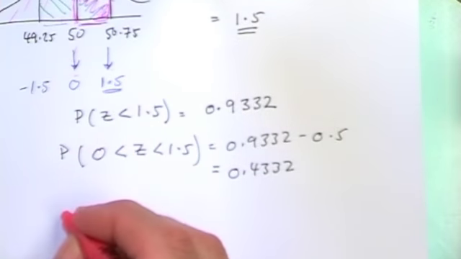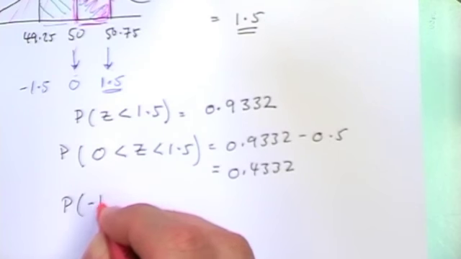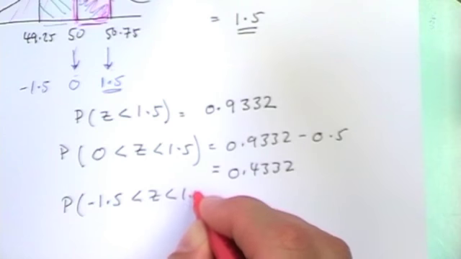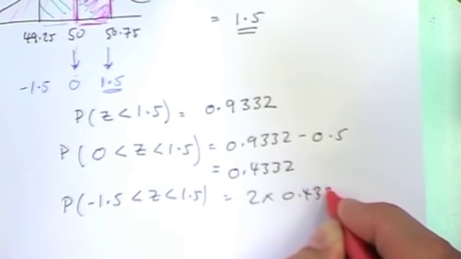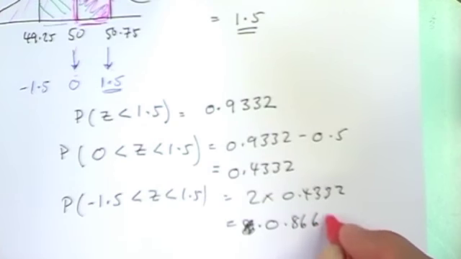And since this region here is exactly the same as the region on the other side because they're symmetrical, we know that the probability between minus 1.5 and 1.5 for Z is going to equal 2 times that 0.4332, and that's going to equal 0.8664.